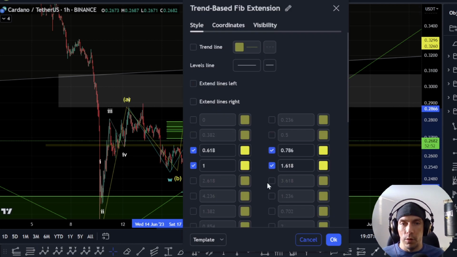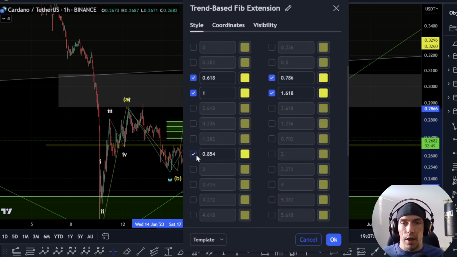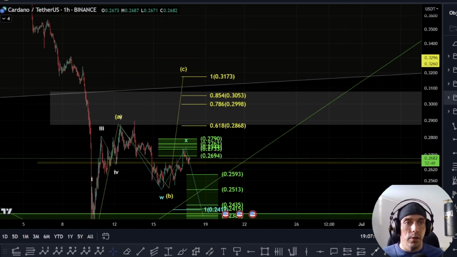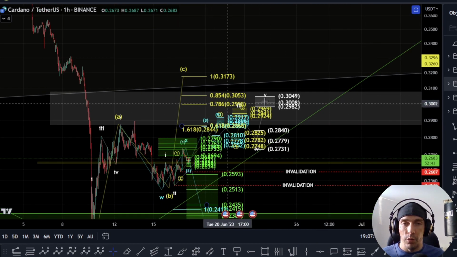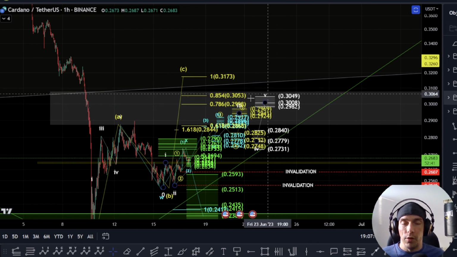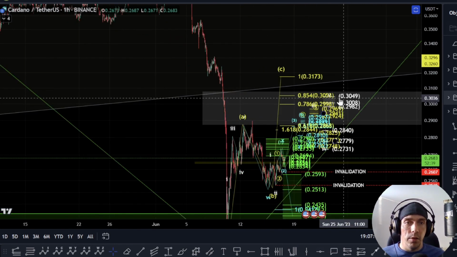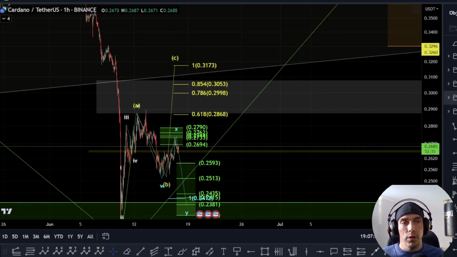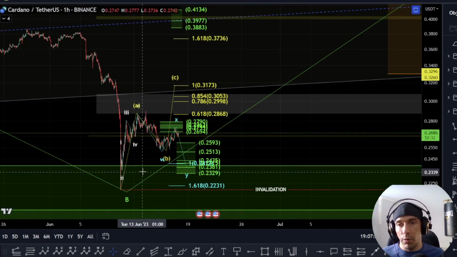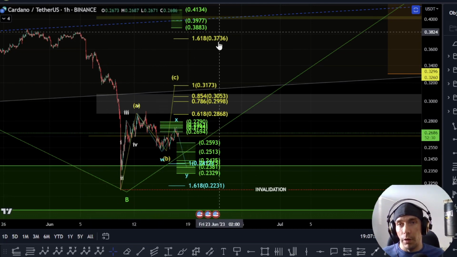But we could also turn on this 786 and this 854 as possible other targets. And now if I just overlay this again, we can see that 786 would tie in with coming back up into this 30 cent range. So I would be keeping an eye on this if we do start to push to the upside. Now, it is always possible within this that we could start to see further extension, where we could see this extend out even higher here.